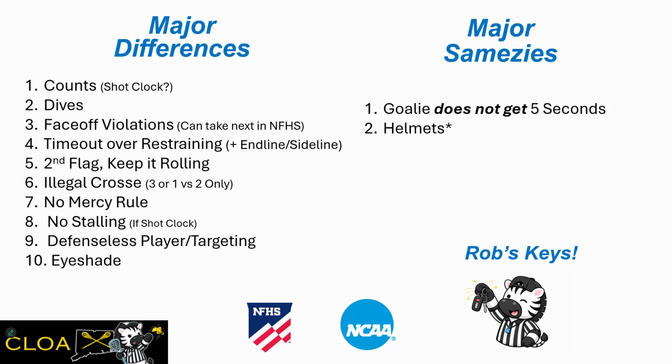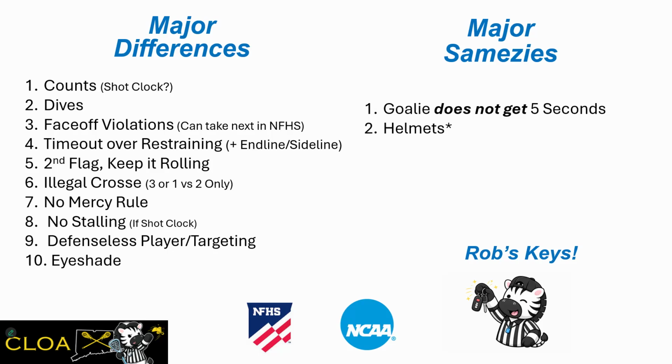The second flag, we keep it rolling in NCAA. There are still 2 different illegal cross penalties, one for a deep pocket and one for everything else, like ridiculous rawhide wrapped around a shaft. I would probably go through that. I've never seen that. And in high school, it's 2 only. There's no mercy rule. There's no stalling. There's no defenseless player. There's no eye shade rule. There are also major samesies. That is not a typo. There are things that are the same. This is different, but goalies don't get 5 seconds anywhere except the super teeny tiny kids now. And again, the helmets are effectively the same.